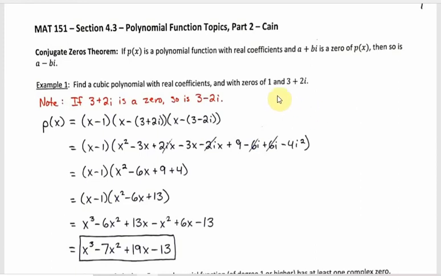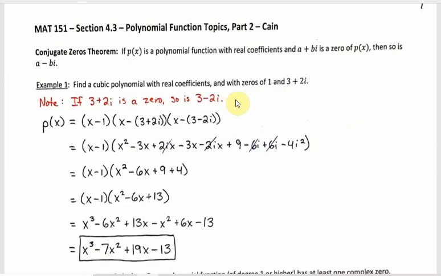So for this first example, we want to find a cubic polynomial, so I want a degree 3, real coefficients, and where 1 and 3 plus 2i are both going to be zeros of that polynomial function. Okay, well, right off the bat, it's the thing that's in red right here. If 3 plus 2i is a 0, so is 3 minus 2i.